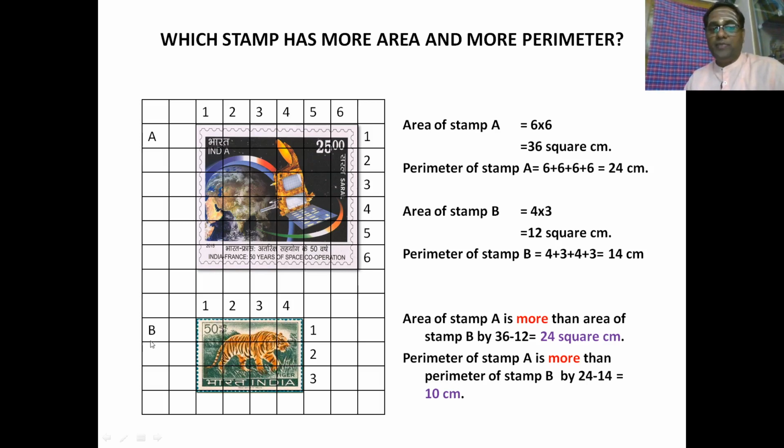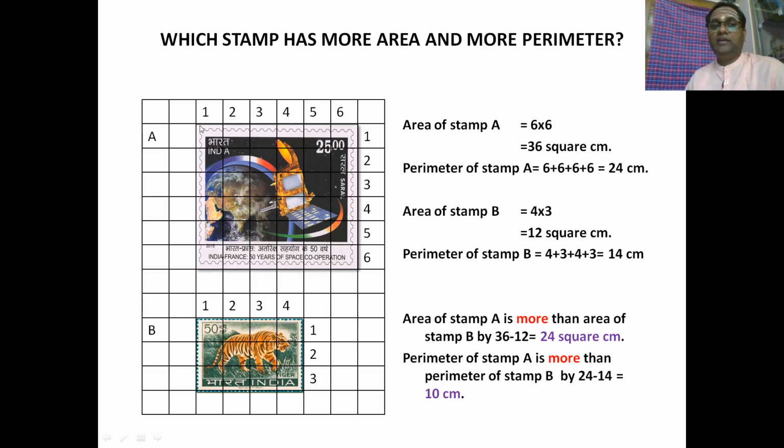Area of stamp B. To calculate the area of stamp B, let us count the number of boxes in one row. 1, 2, 3, 4 boxes in one row, and there are 1, 2, 3 rows. So the area becomes 4 into 3, that is 12 square centimeter.